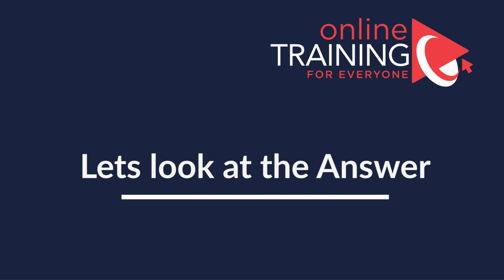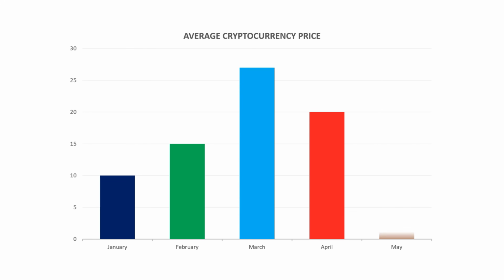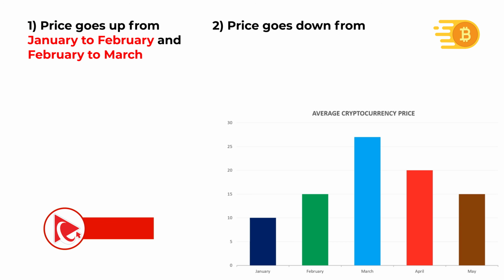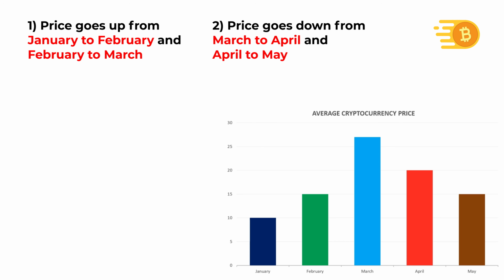For this challenge, we need to analyze the chart first. And there are only 2 consecutive months with the price increases. Price goes up from January to February, and then from February to March. And price goes down from March to April, and price goes down from April to May as well. So let's look at the 2 months with price increases closely.